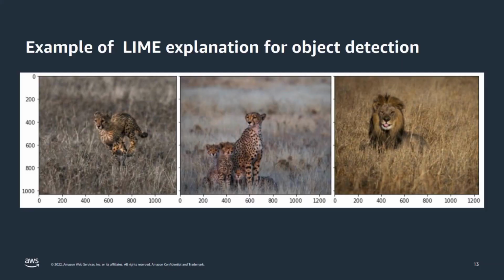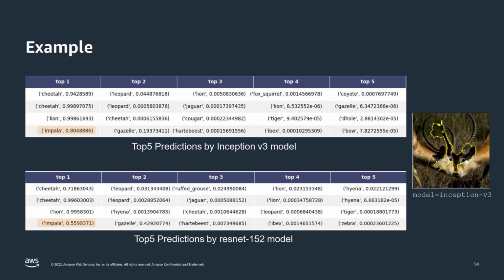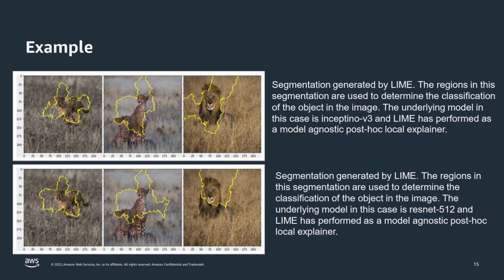There's a different model. Actually, I have done an example of LIME here. They're basically a family of cheetahs, a baby cheetah, and a lion. I'm going to do prediction with two different methods. One of them is Inception V3, the other one is ResNet 152. It makes some predictions, and tells you it's cheetah, cheetah, lion in the third one, and for the fourth one, it figures it's an impala, and I'm coming back to that.